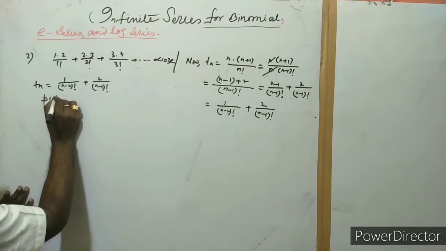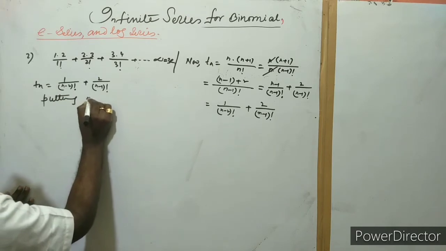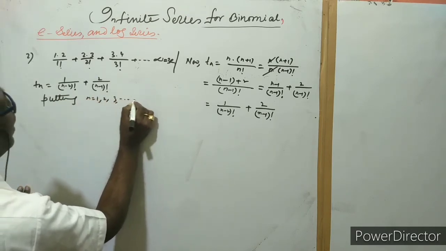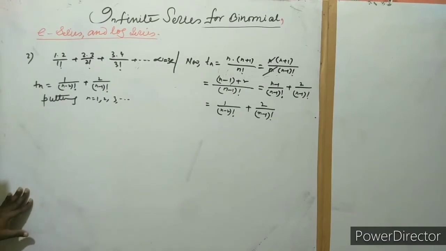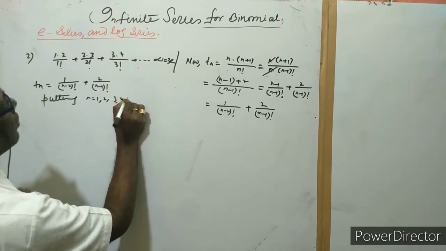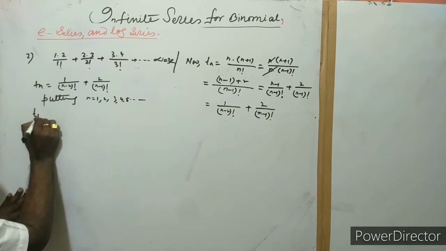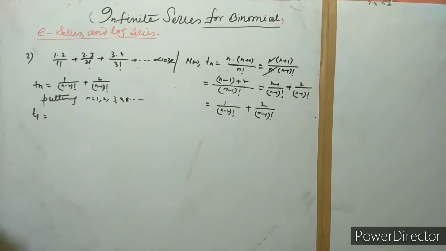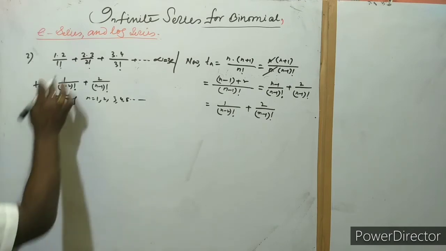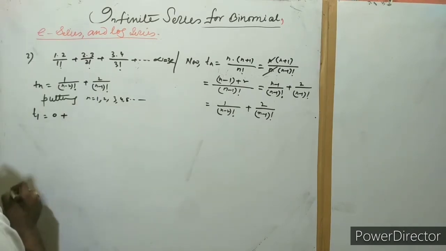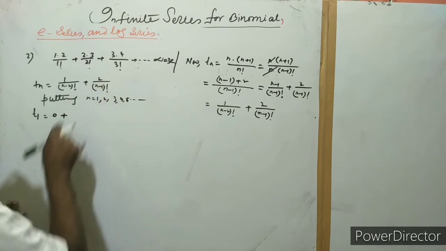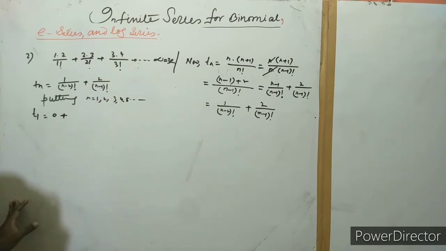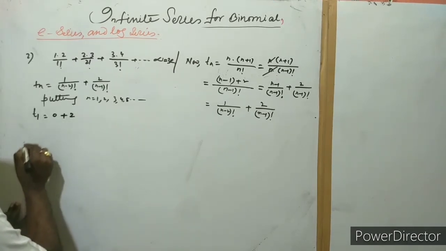Now put n equal to 1, 2, 3 and so on. Put 1 here, and we get a negative factorial. A negative factorial means a very large number, so 1 by this large number is 0. That is, 1 by infinity is 0. And for the other term, if we put 1, then this is factorial 0. Factorial 0 means 1, so we can write 2.